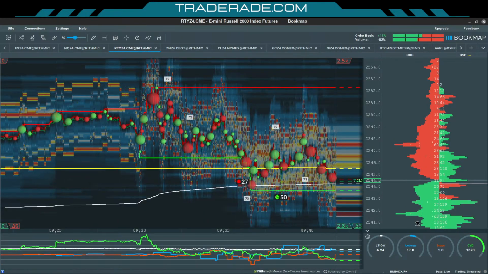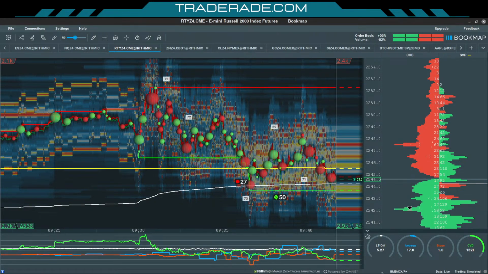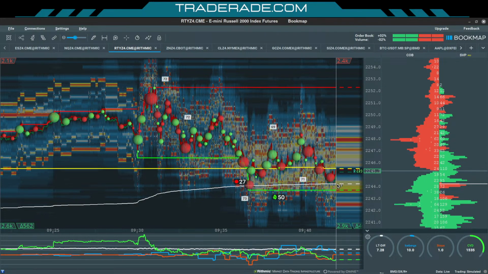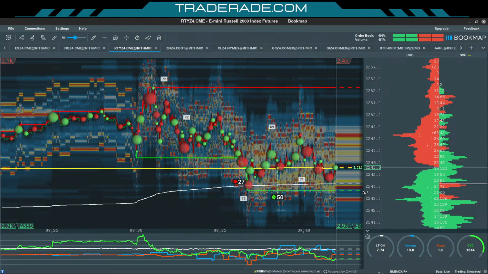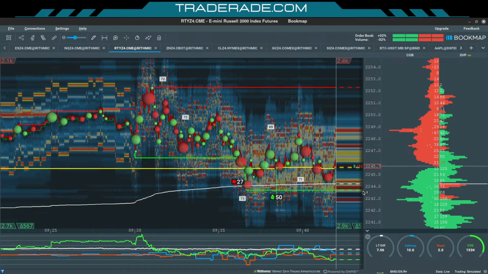Let's move on to the Russell. Russell's not having a great day. Made cash session lows just after the open. Now it looks like we're about to re-explore those lows. I know there's a lot of bullishness about the small caps, but I've got to be honest with you. I don't see it the same way.